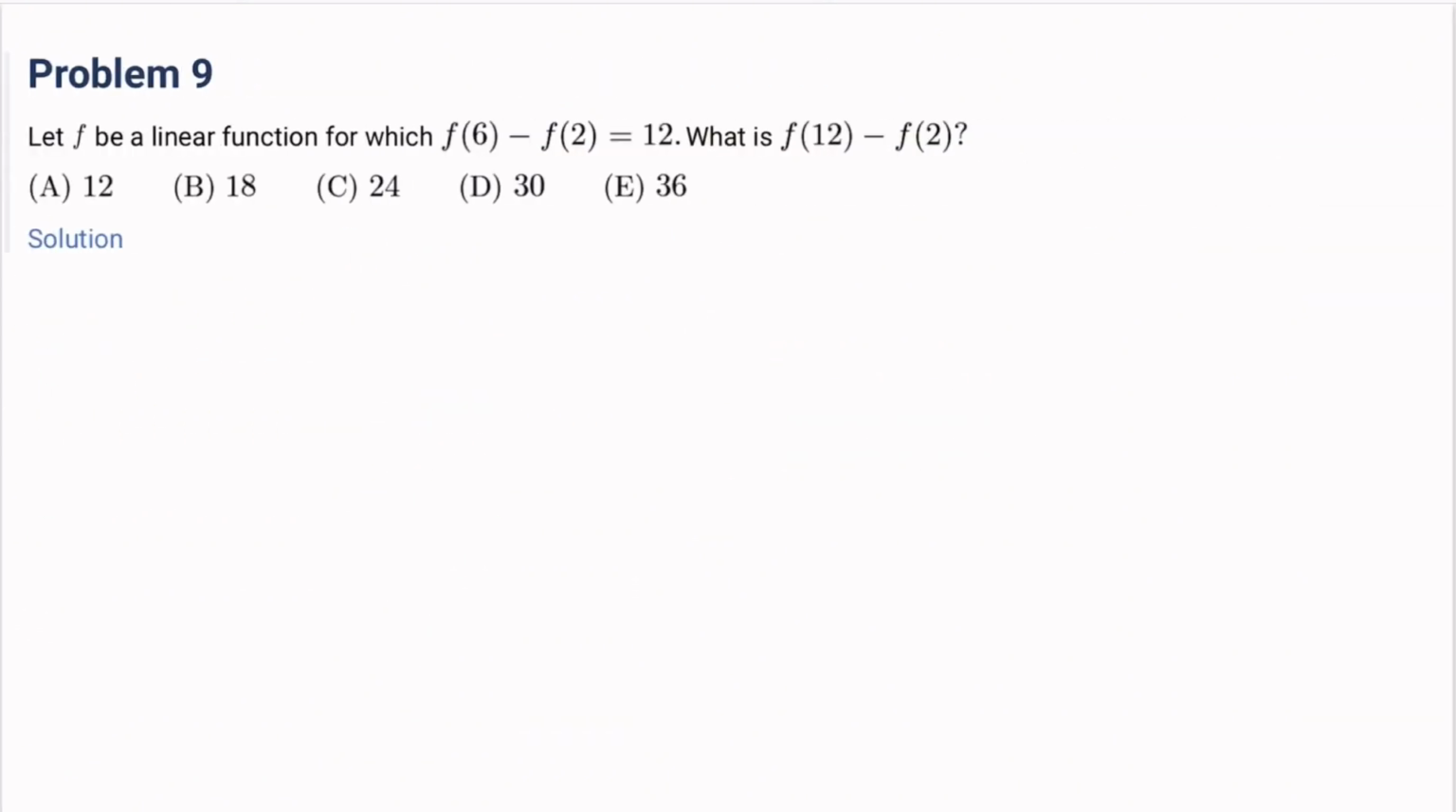Number 9. Let f be a linear function for which f(6) minus f(2) equals 12. What is f(12) minus f(2)? Okay, so since it's a linear function, the difference of the y values equals 12. So f(6) minus f(2) over 6 minus 2 equals 12 over 4, which is 3.